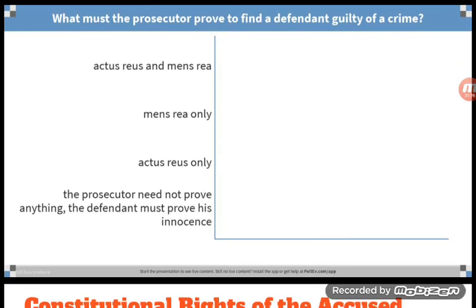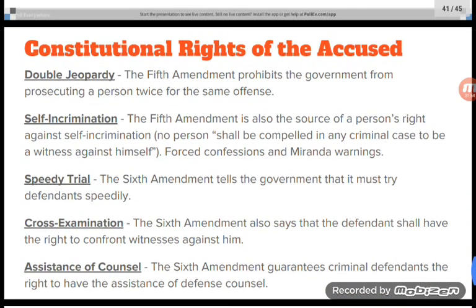What must a prosecutor prove to find a defendant guilty of a crime? It's actus reus and mens rea. Remember, there has to be an action, and then there has to be intent. There has to be a guilty mind, unless the law would say otherwise. If the law says that intent is not required, then intent would not be required. But the law does need to address whether or not mens rea needs to be present.